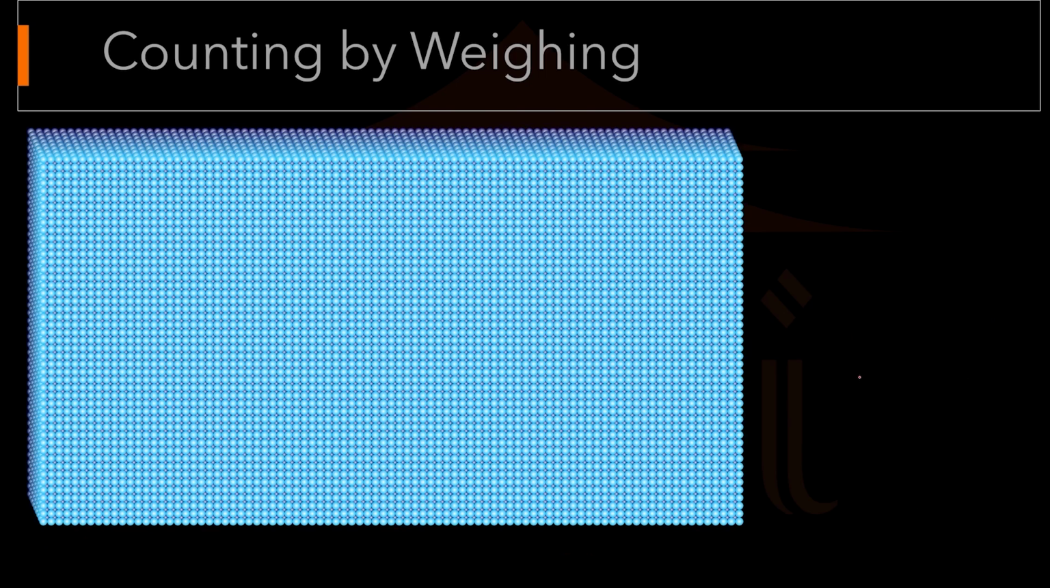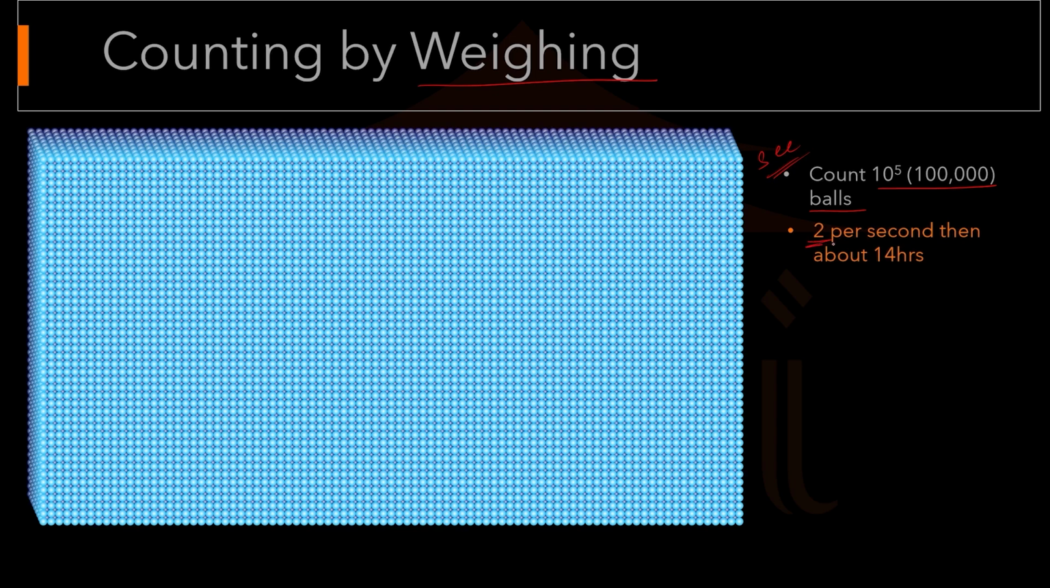What we can do is count by weighing. For example, if I ask you to count about 100,000 or 1 lakh balls, and you have to count by just seeing them, even if you take about 2 balls per second, then you will take about 14 hours to count that many balls. That's a long time, okay?